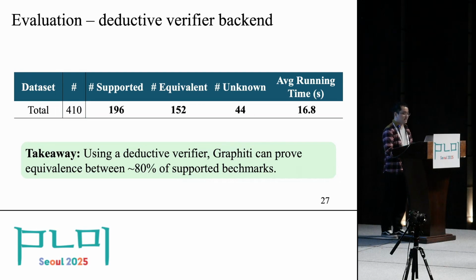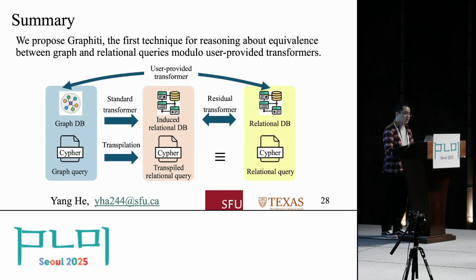The takeaway is that using a deductive verifier, Graphiti can prove equivalence for about 80% of supported benchmarks. Overall, in this work, we propose Graphiti, the first technique for reasoning about equivalence between graph and relational queries, modulo user-provided transformers. This is the end of this talk.